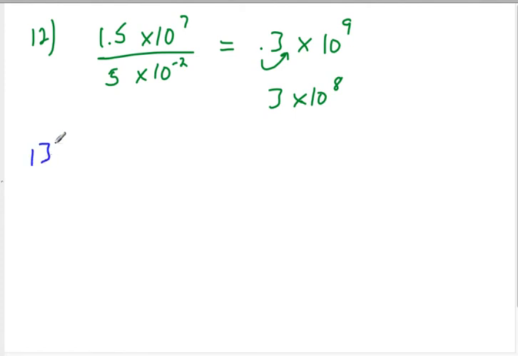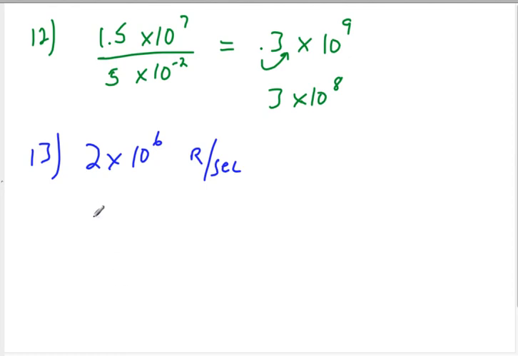Number 13. The human body normally produces about 2 times 10 to the 6th red blood cells per second. To express how many red blood cells your body produces in one day. Okay, so we need to multiply that by, so how many seconds in a day?